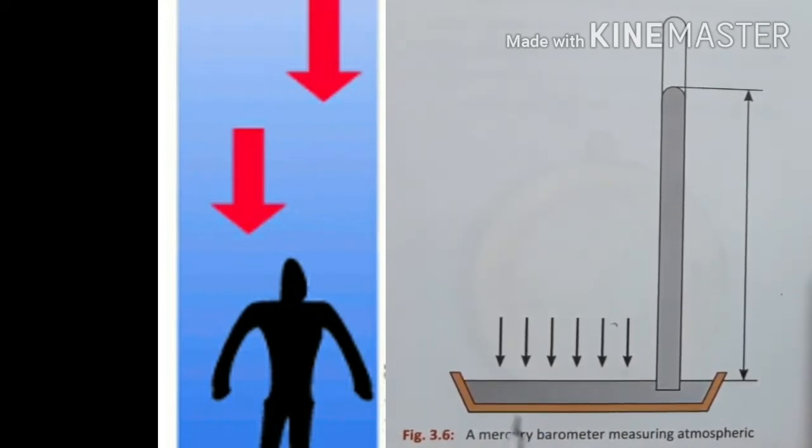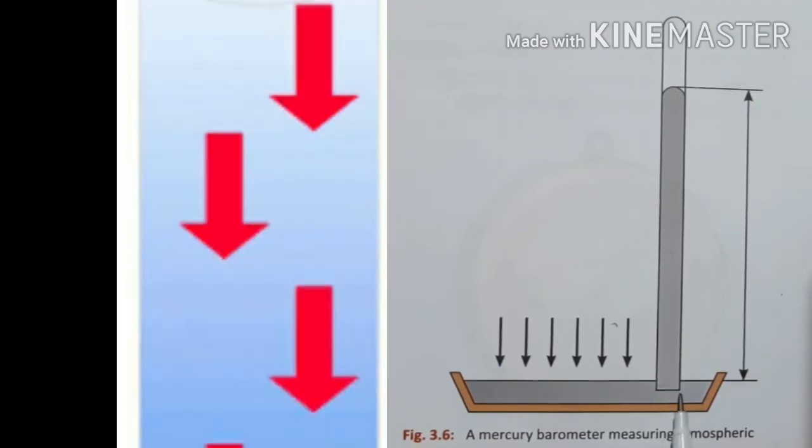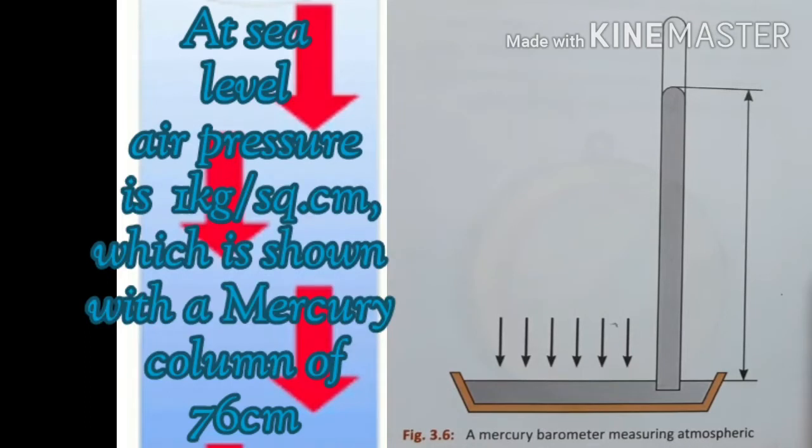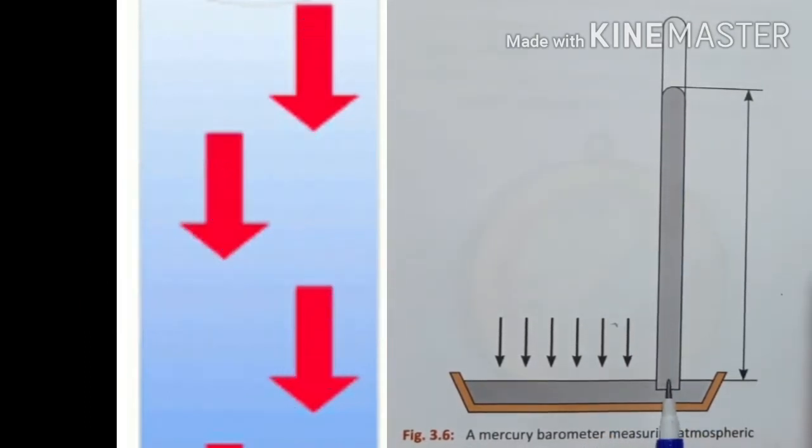Here there is one vessel filled with mercury, and a test tube that is inverted down into that mercury vessel. The mercury is filled in the test tube also. We know that when the atmospheric pressure increases, it exerts a weight over the mercury column. At that time the mercury will go upward in the test tube. When the pressure decreases, the mercury will come back and spread in the vessel. That is the method of working of this mercury barometer.